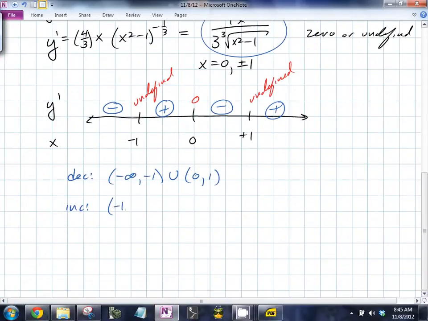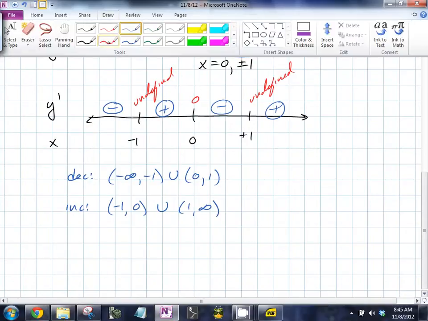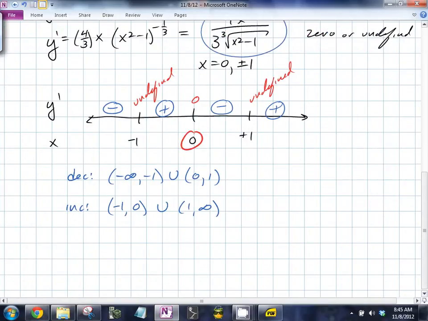Negative 1 to what? Union 1 to infinity. Exactly. So that's where it's increasing. What can you tell me about what's going on here? What kind of point is that? What's going on at 0? It's going up and then down. So what's happening at 0?